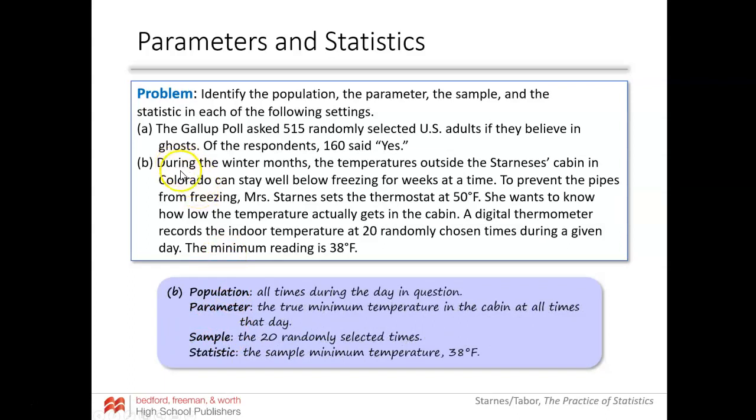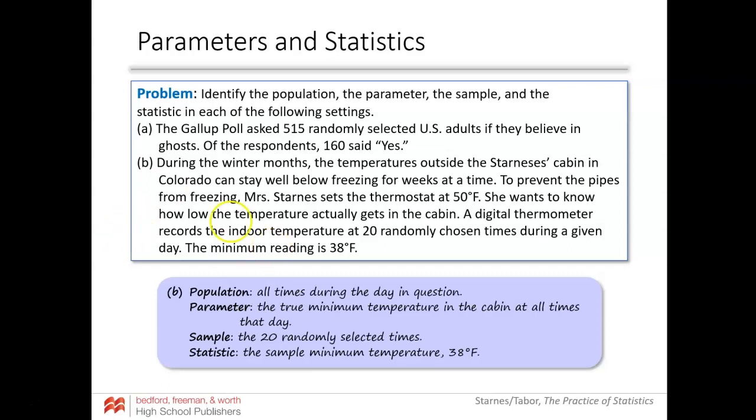So, part B, different question. During the winter months, the temperature outside of the Starnes's cabin in Colorado can stay well below freezing for weeks at a time. To prevent the pipes from freezing, Mrs. Starnes sets the thermostat at 50 degrees. She wants to know how low the temperature actually gets in the cabin. A digital thermometer records the indoor temperature at 20 randomly chosen times during the given day. The minimum reading is 38.